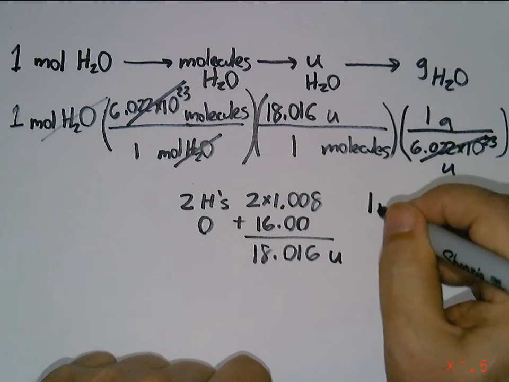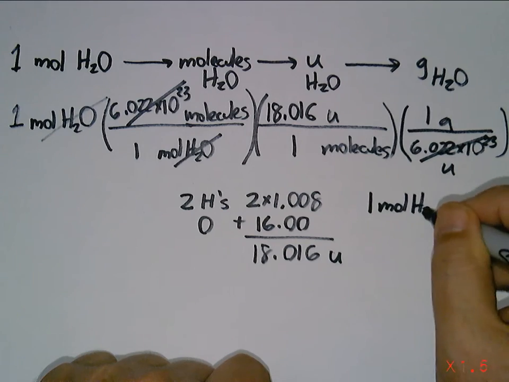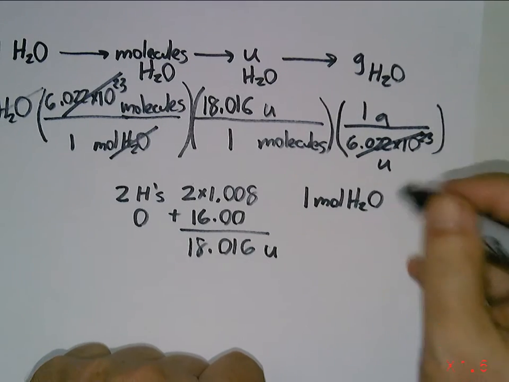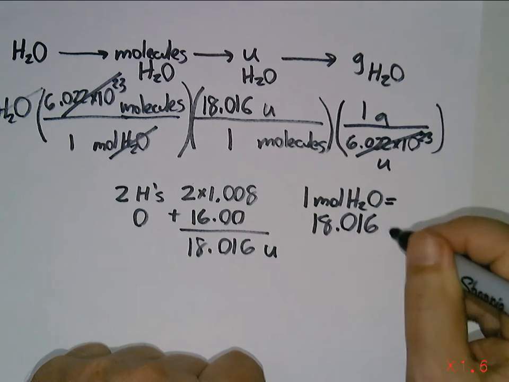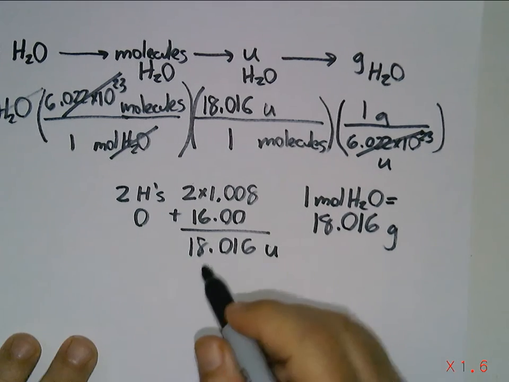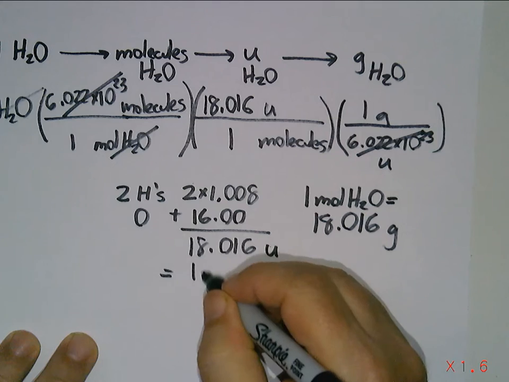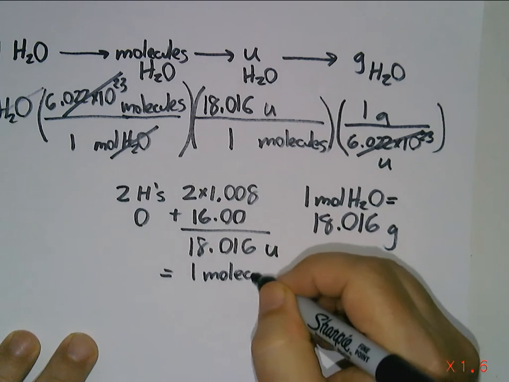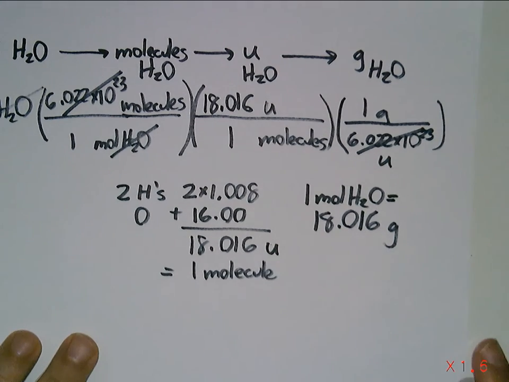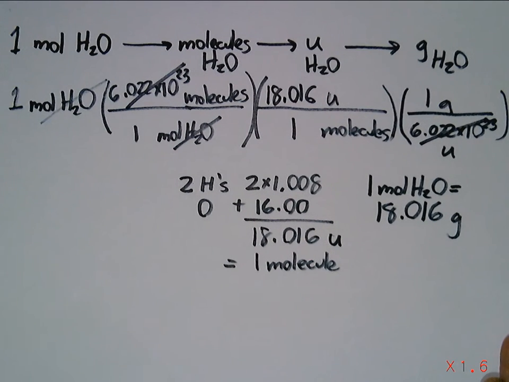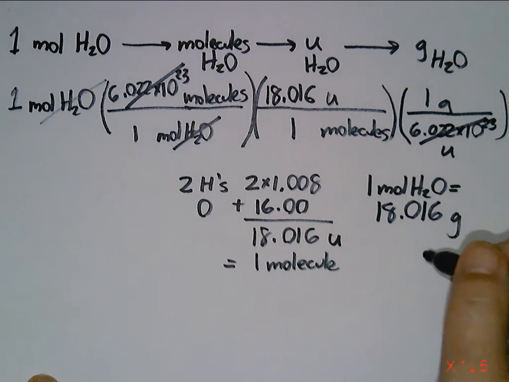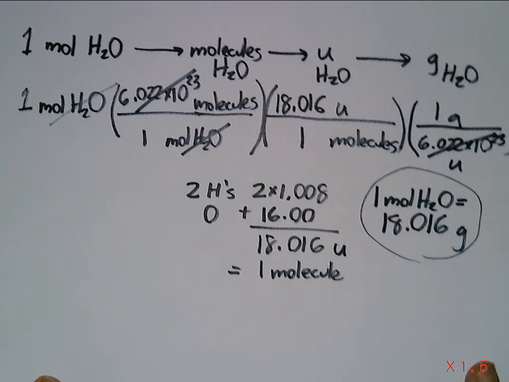So 1 mole of water is 18.016 grams, and 1 molecule of water is 18.016 U. So you can use that number, 18.016, both ways. It can give you the mass of a molecule, can give you the mass of a mole. Now, we can use this as a conversion factor in further problems.